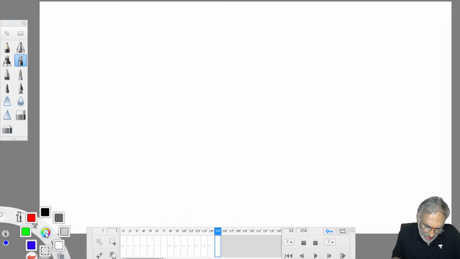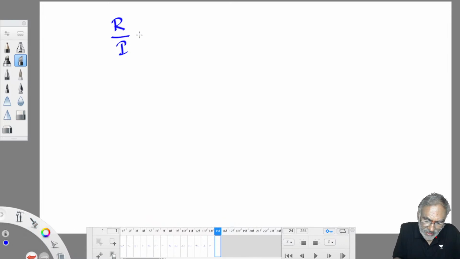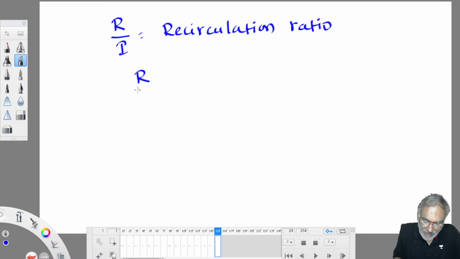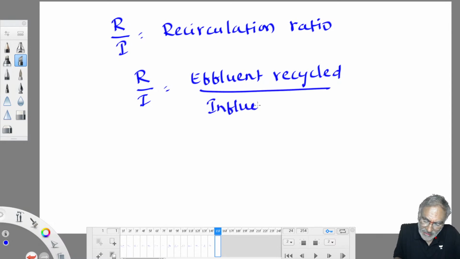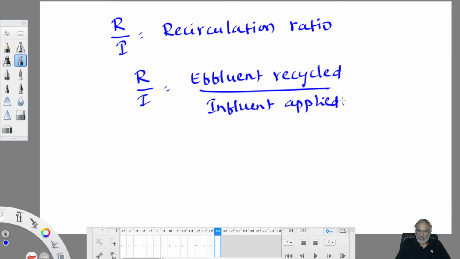So in this equation again, R by I is known as recirculation ratio. Now so many things are there in this. R by I means effluent recycled to influent applied. So in trickling filter, what is recycled? Sometimes we recycle effluent. Effluent recycled to influent applied is known as recycling ratio. If effluent is not recycled, R value becomes 0, then R by I becomes 0, then F value becomes 1. Understood?